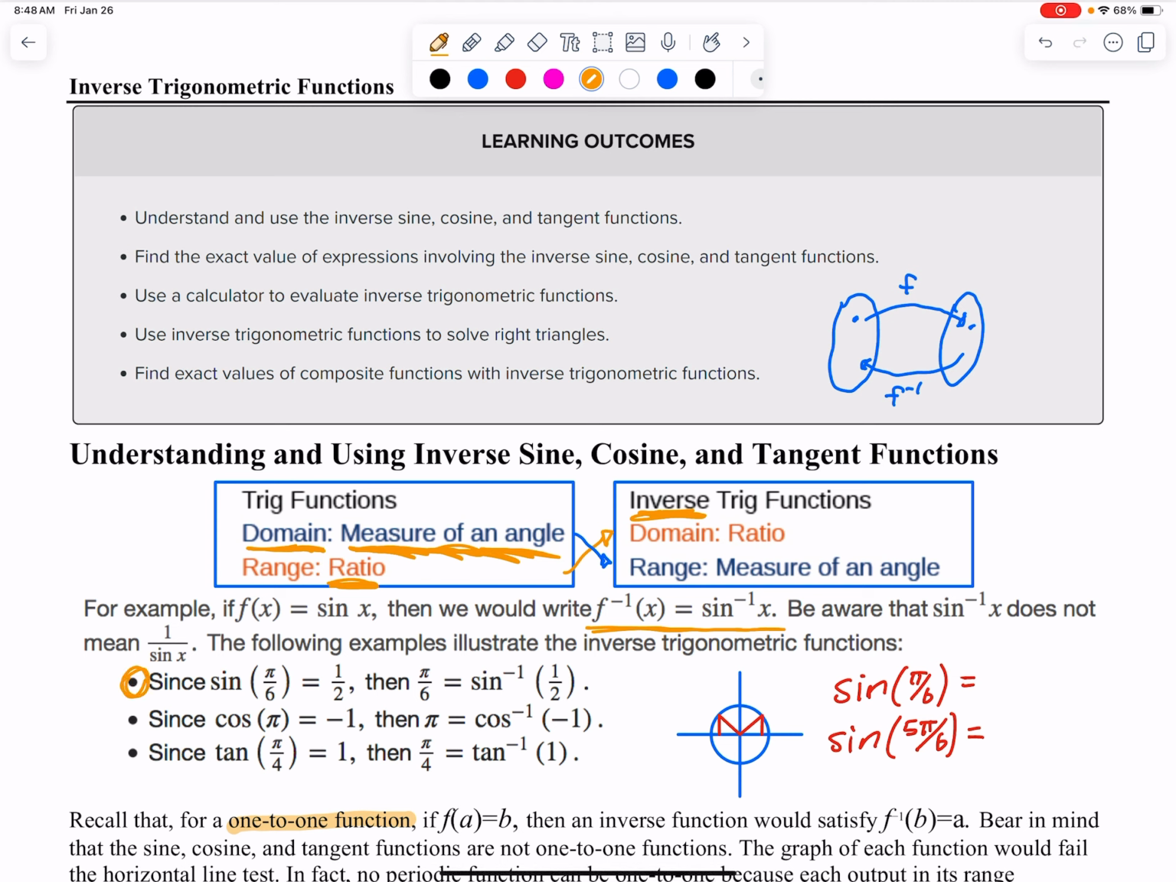All right, so what this means, if we take a look right here, since sine of pi over 6 is 1/2, then this is how we write it. Sine inverse of 1/2 gets me back to pi over 6. It just sends it back. Okay, the second one, looking at cosine. Cosine of pi is -1, so pi is equal to inverse cosine of -1. So if I take the inverse cosine of -1, it sends me back to pi. It's just sending it back, and now we have a notation to go backwards. Same thing with tangent here. We know tangent of pi over 4 is 1, so inverse tan of 1 would be pi over 4.